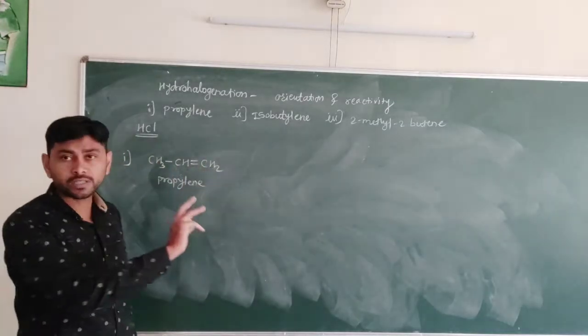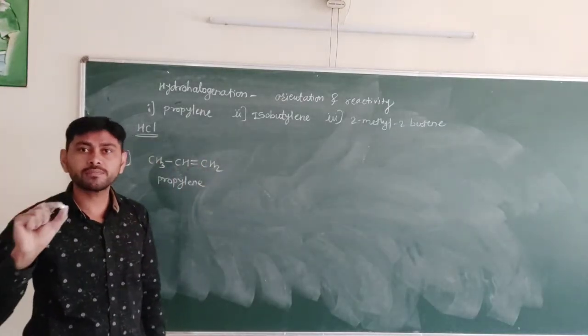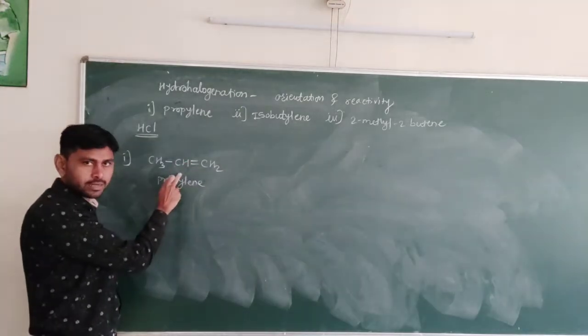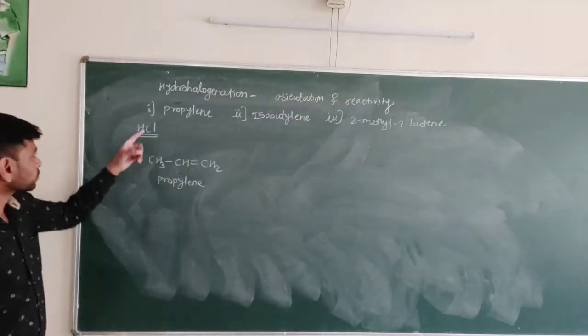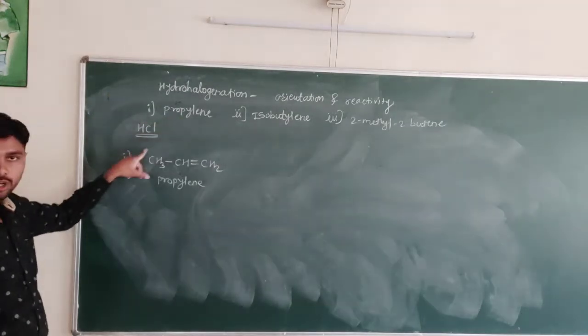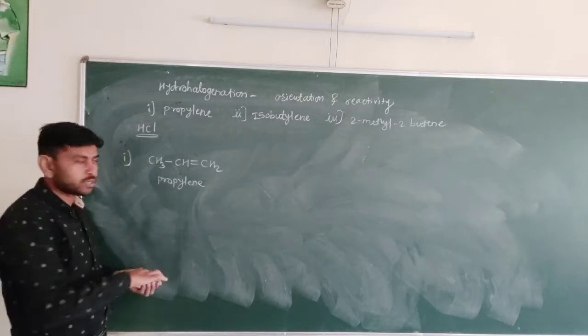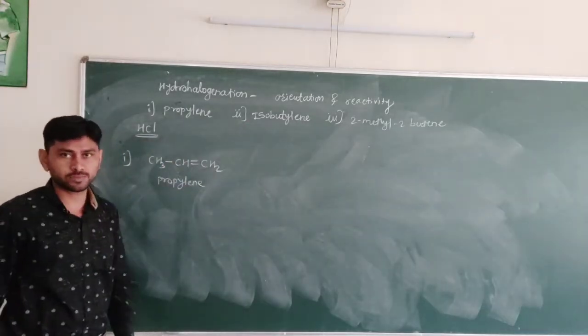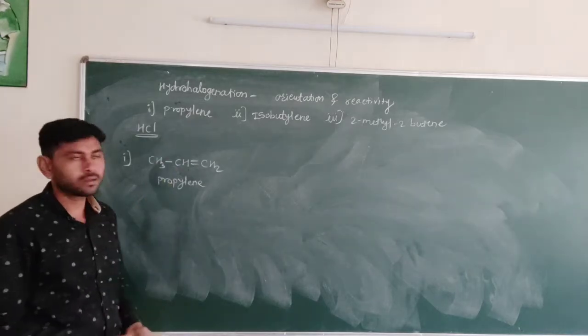All these unsaturated systems are unsymmetrical alkenes. This is not a symmetrical alkene. So let's start with the first, propylene. We have to consider the addition of HCl to these three unsaturated systems in order to understand the orientation and reactivity effect.